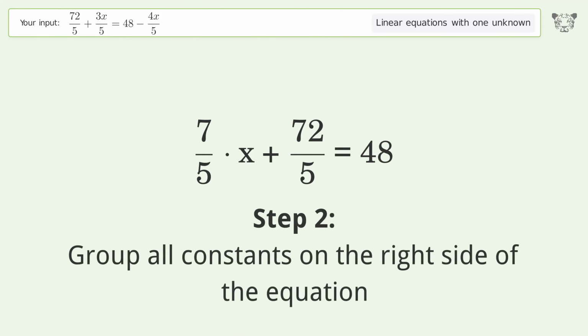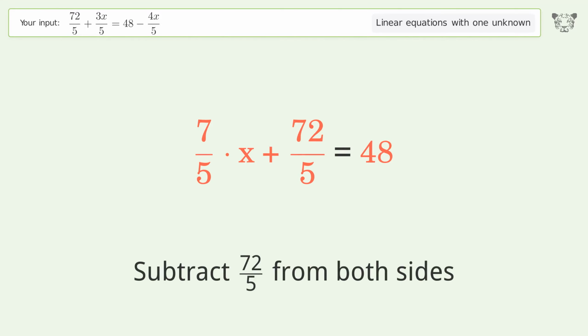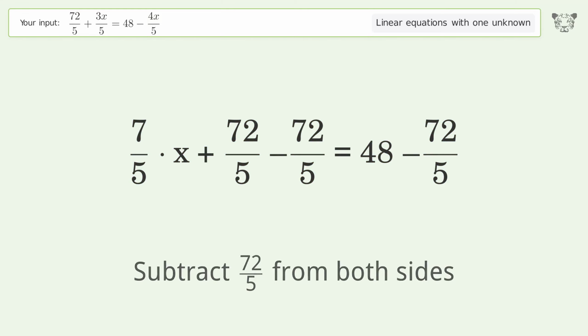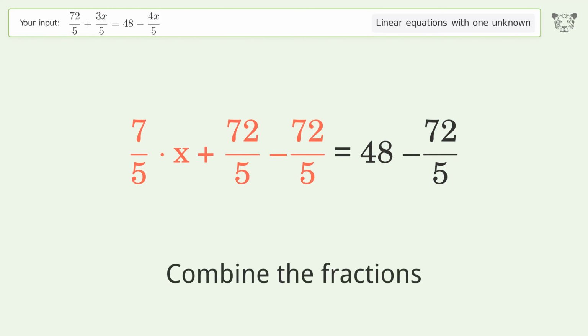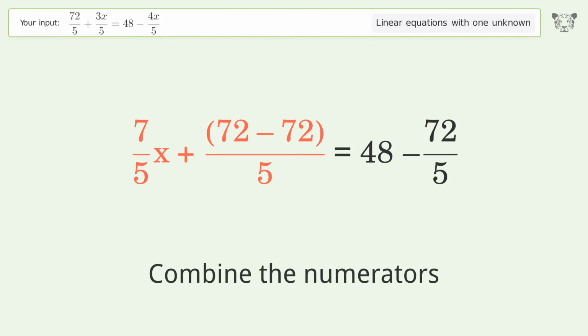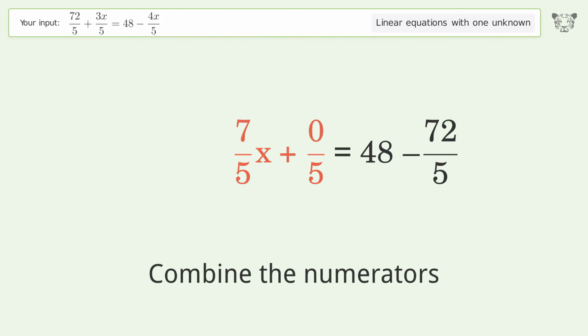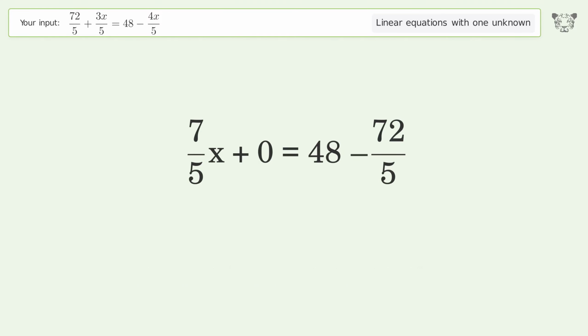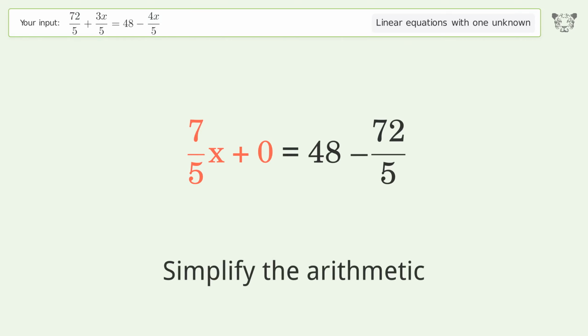Group all constants on the right side of the equation. Subtract 72 over 5 from both sides. Combine the fractions. Combine the numerators. Reduce the zero numerator. Simplify the arithmetic.